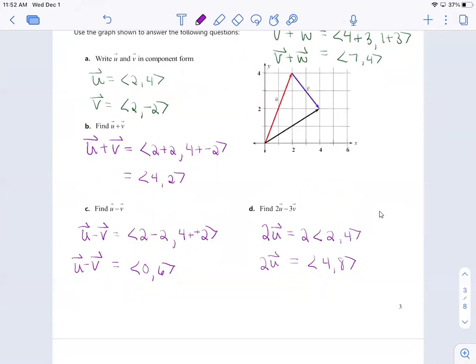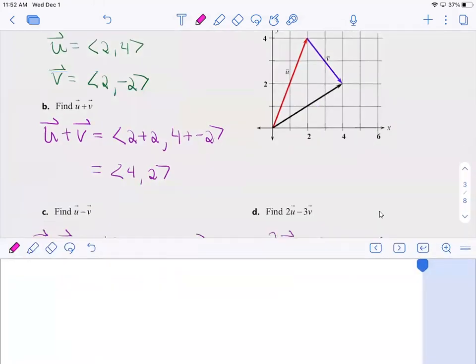Now let's use a different color, 3v. All right, well now I'm going to make my vector v 3 times as long. Save me some space, so I'm going to go this way. So I end up getting 6, negative 6. Whoops, sorry.